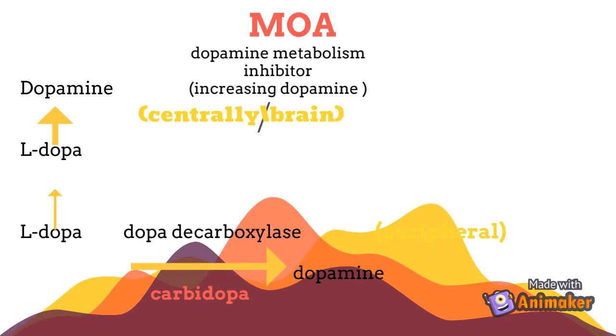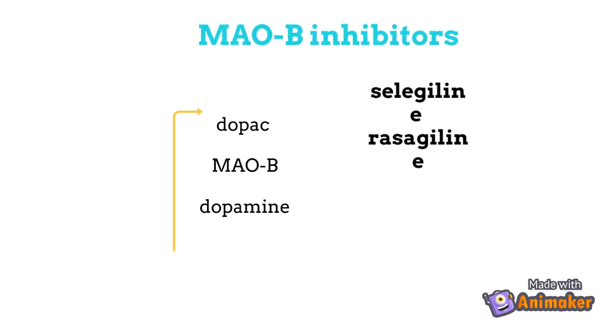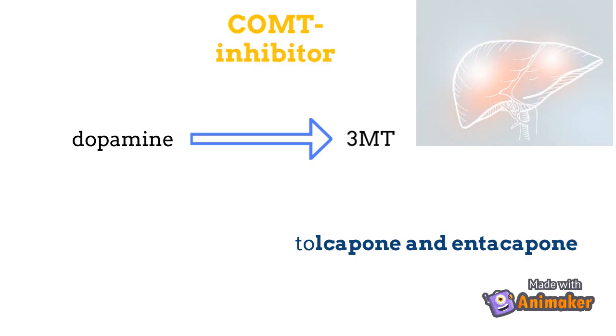As you can see, this enzyme converts dopamine into DOPAC, leading to lowering dopamine levels. Hence we use MAO-B inhibitors, that is selegiline and rasagiline. COMT converts dopamine into 3-MT, which is inhibited by the medications tolcapone and entacapone. Tolcapone has higher efficacy than entacapone, and it is likely to cause hepatotoxicity.